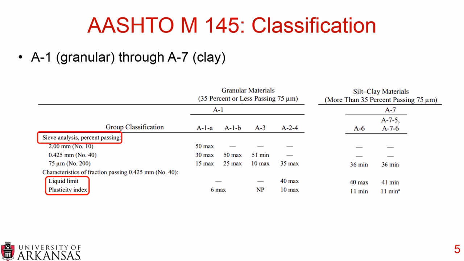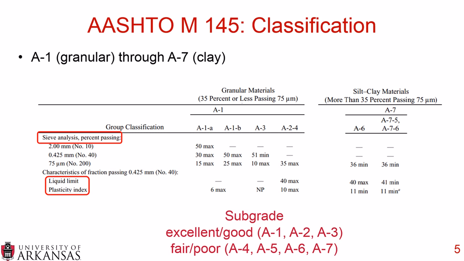And then taking a step back and looking at what makes an excellent or good subgrade, those are the A1s, 2s, and 3s. And then the fairs and the poors are the A4s, 5s, 6s, and 7s. So A1 is considered the best type of subgrade. A7 is considered the worst, and it's kind of a spectrum as you go down through all the different soil classifications.